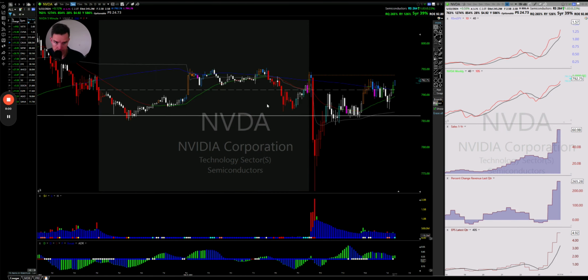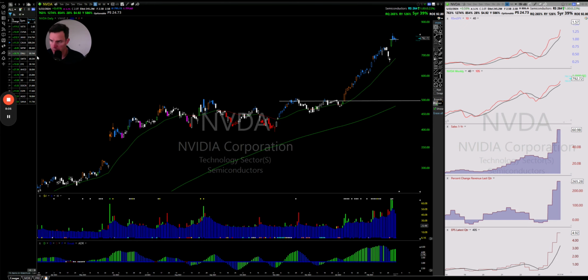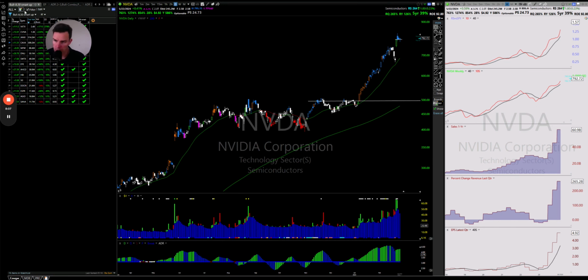So that is the chart explanation. Here I have, this is the main scan that I use. It's Bull-A, and it's just something that I built out that's custom. But the whole concept is it's a breakout.